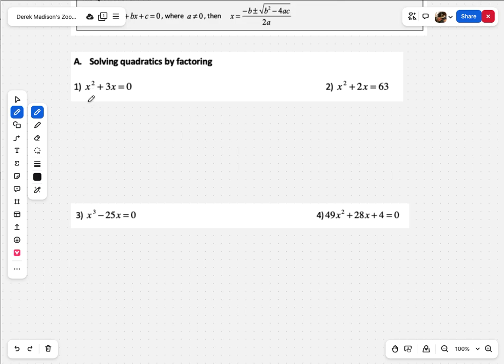For this first example, it's just a GCF. We have x squared plus 3x, so each of those terms has an x in it. So I can factor the x out front, and that's going to leave behind x times (x plus 3) equals 0.